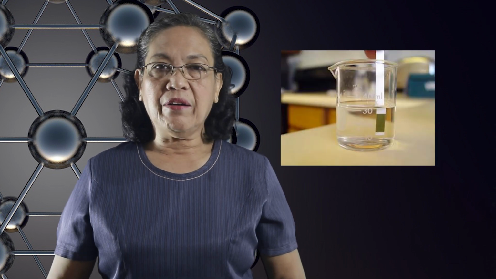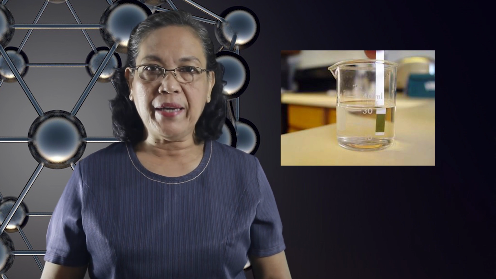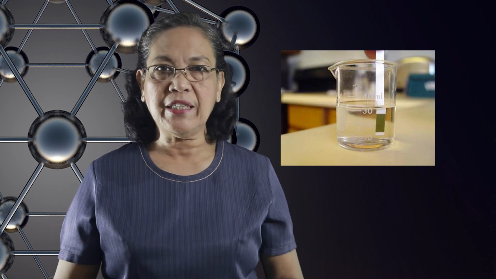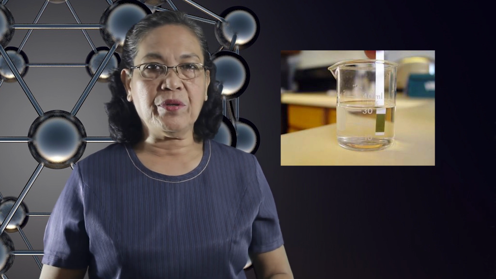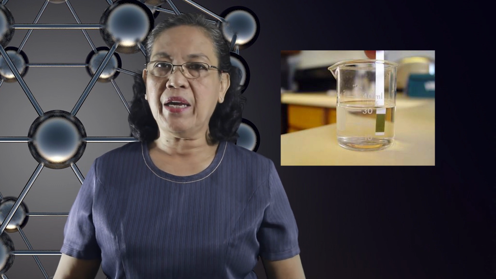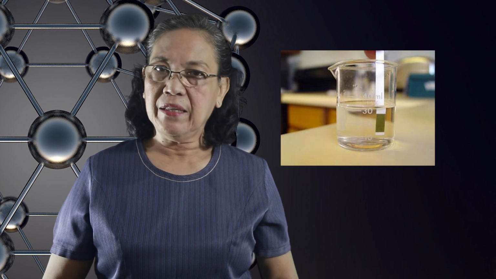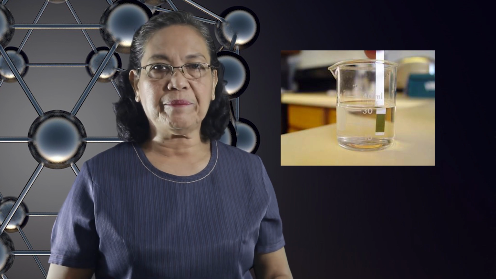Number 16 is the pH paper. Now, this pH paper is used to determine the pH of a substance, whether it is acidic or it is basic. We know that it is acidic when the pH ranges from 1 up to 6, and it is basic when the pH ranges from 8 to 14. When the pH is 7, we can say that the substance is neutral.